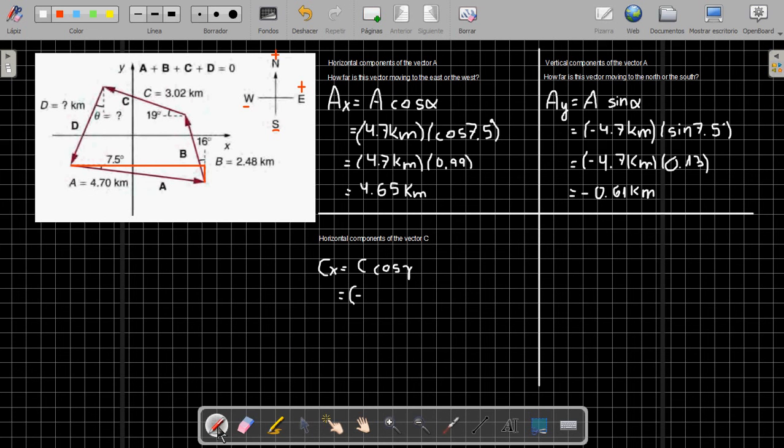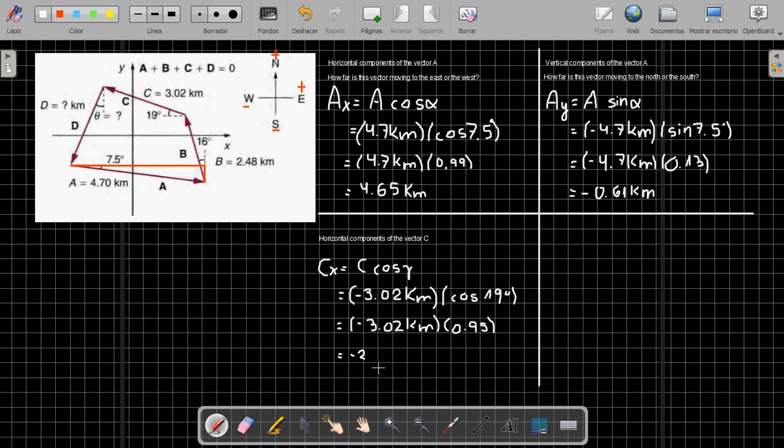Okay, the vector C is equal to 3.02 kilometers. So we write 3.02 kilometers, and we're going to multiply it by the cosine of 19 degrees. So we're going to write minus 3.02 kilometers and the cosine of 19 is equal to 0.95. And 0.95 multiplied by minus 3.02 is equal to minus 2.87.